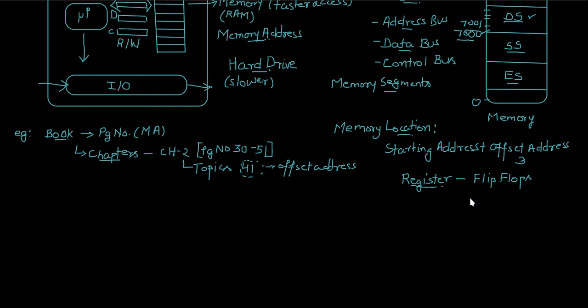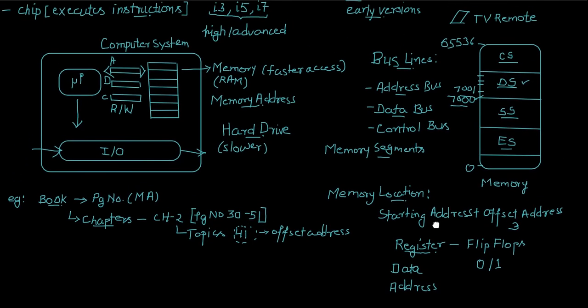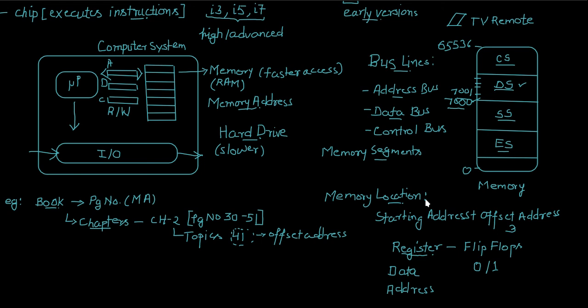Basically, a flip-flop is used to maintain a state of 0 or 1. When we combine a lot of flip-flops, we obtain a register. A register can hold some data or some address. Remember that the data stored in a register or in the main memory is volatile, which means that once there is no power supplied to the system, the memory gets cleared, and the data and addresses of all the registers are also cleared.